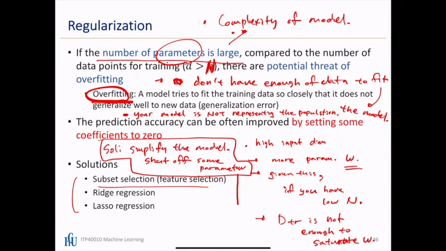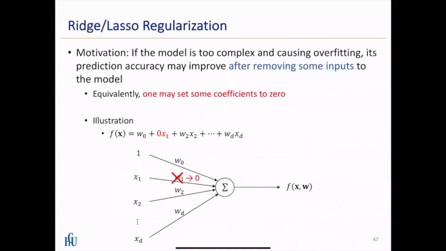The method that I mentioned, shutting off some of the parameters, is referred to as ridge regression or lasso regression, or in general, regularization. Let's take a look at the idea. Regularization is again shutting off some of the W. Earlier we said we have too many variables or too many parameters. So maybe we can simply rule out some of the parameter values.